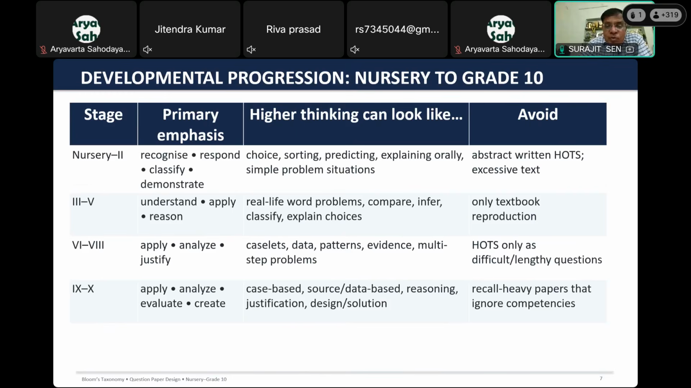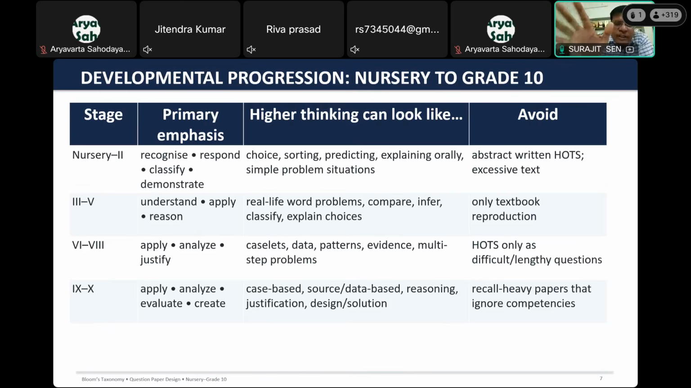We can make case-based sources. CBSE is giving a lot of case-based questions. Data-based questions will again give reasoning and justification. Why this is this, and why you justify them. And we'll try to avoid recall-heavy pattern papers that ignore competencies. Sometimes we just compel the students to write long answers, to simply mug up everything. We'll try to avoid that.